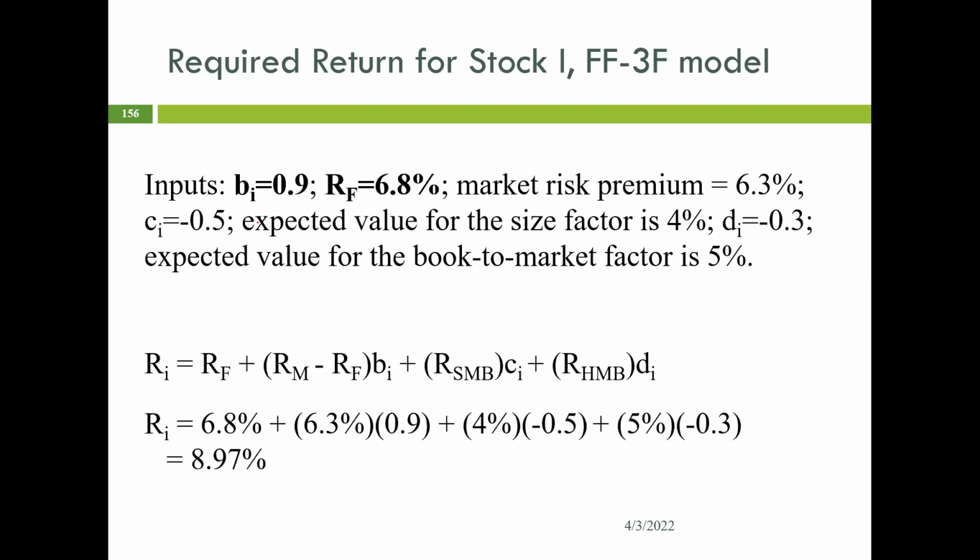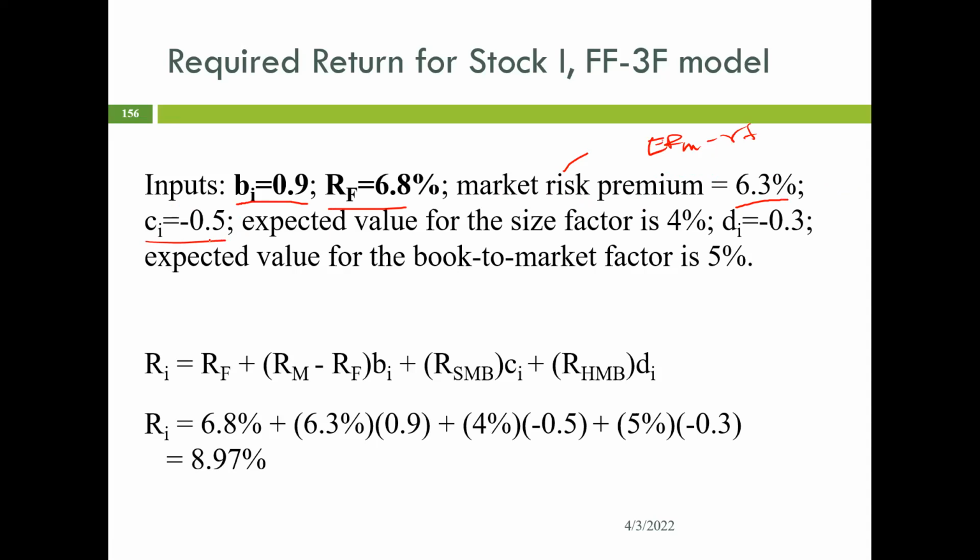Now here there are some applications, say inputs. Beta is 0.9. This beta is the same beta we talked about earlier. Risk free rate is 6.8. Market risk premium is 6.3. Market risk premium means the market excess return, that is the expected market return minus the risk free rate, 6.3%. And CI is 0.5.